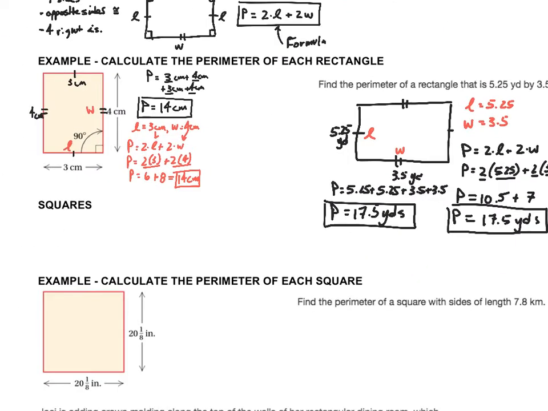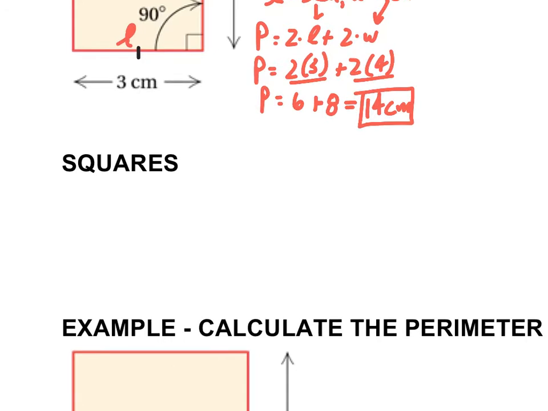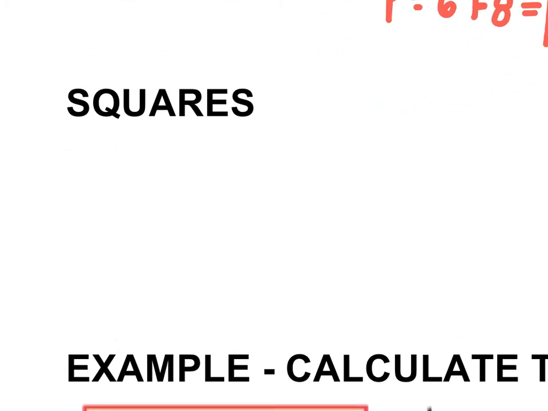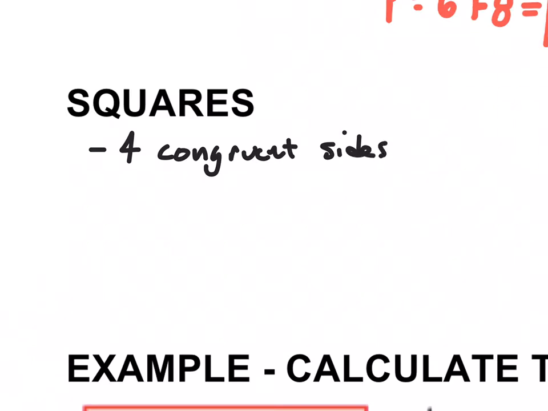Let's go ahead and move on to the next one. The next one is squares. Now, squares are pretty cool. They're one of my favorite figures, and yes, I have favorites when it comes to geometric figures, and that's not weird or anything like that. So squares have 4 congruent sides. That means that the sides are all the same length.